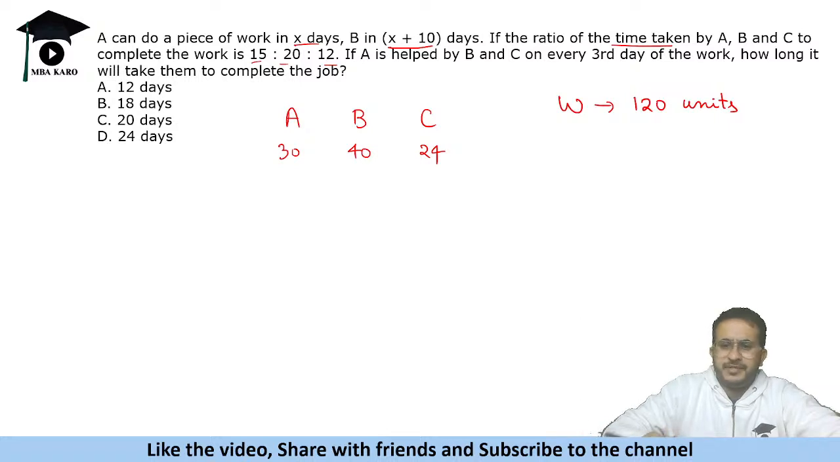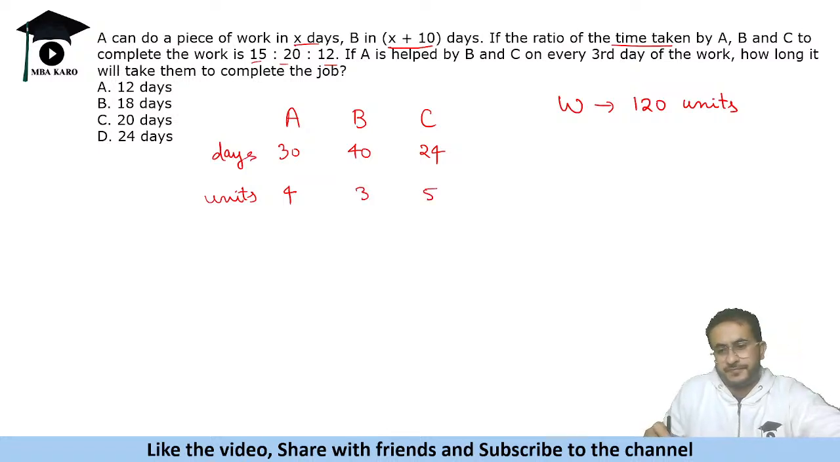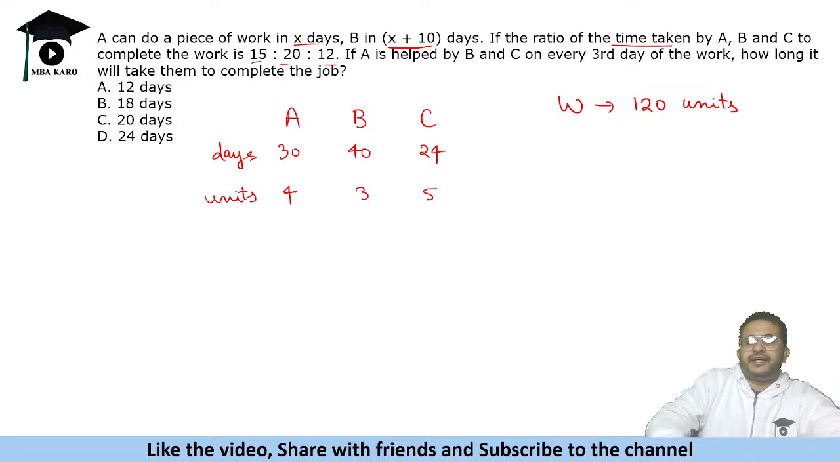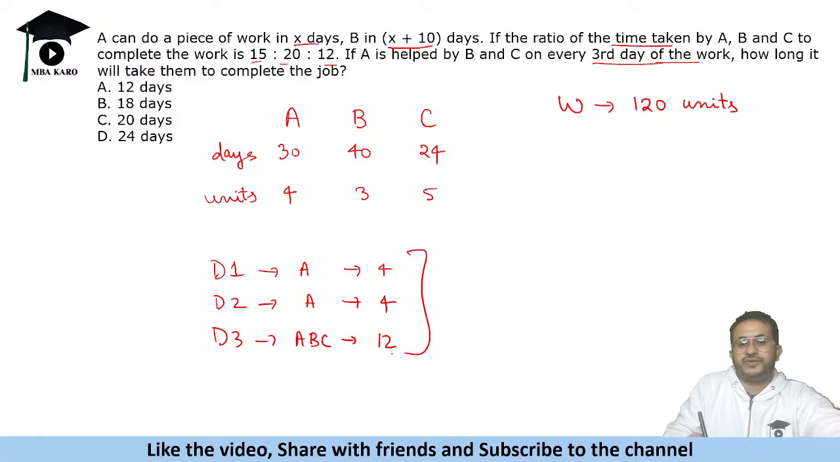Standard LCM lekar. Now A will do 4 units, B 3 units and C 5 units. Now, what does it say? That A is helped by B and C on every third day of work. So, what happens on day 1? A will work, he will do 4 units. Day 2, A will work and do 4 units. Day 3, A, B, C, all 3 will work. So, they will complete 12 units. Right. So, this is one cycle.